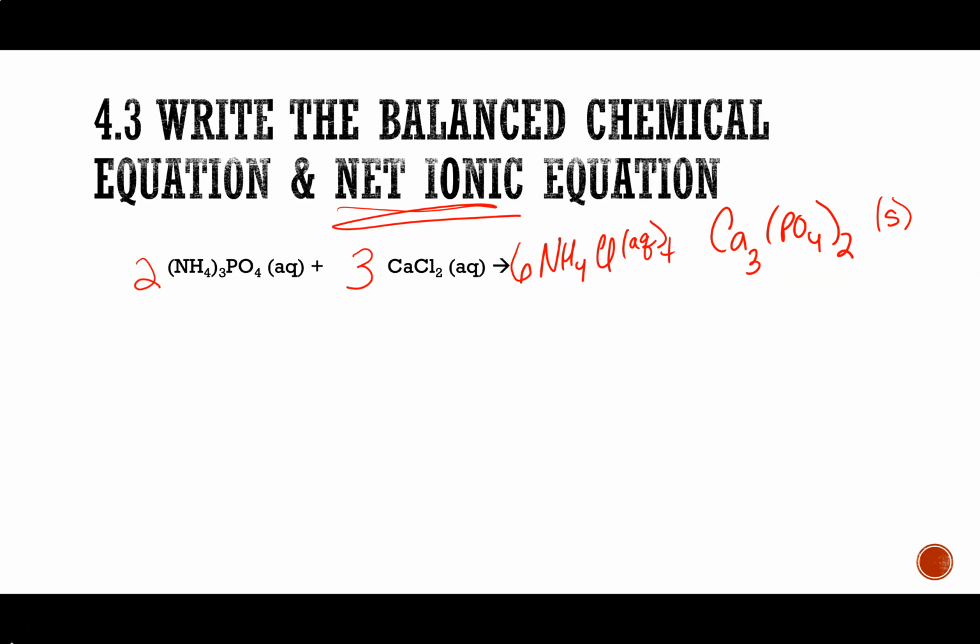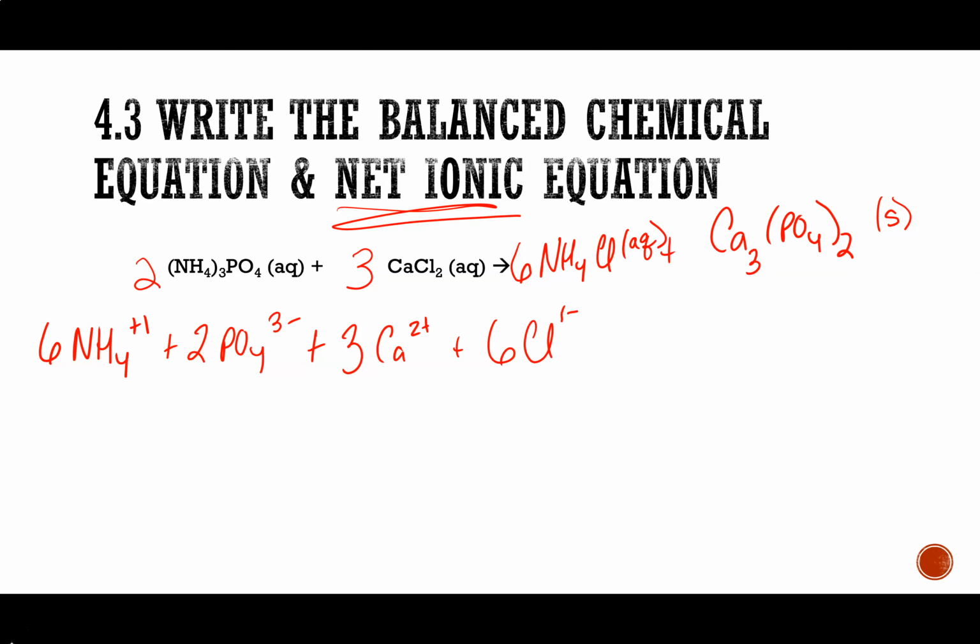So first thing I'm going to do is I'm going to break everything apart. Here I have 2 times 3 is 6 of the NH4 ion. I know it's a +1. I have 2 of the phosphate ion. Then I'm going to move on to calcium chloride. I've got 3 calcium 2+ ions, and I've got 6 chlorine ions. And the reason I have 6 of them is I've got a 2 times 3, that makes 6.